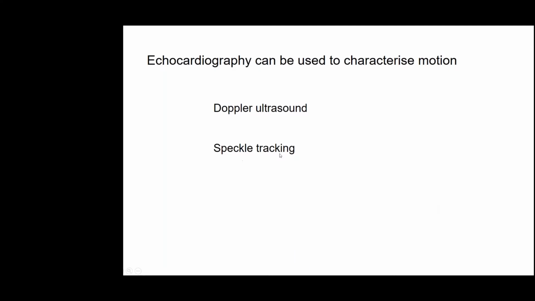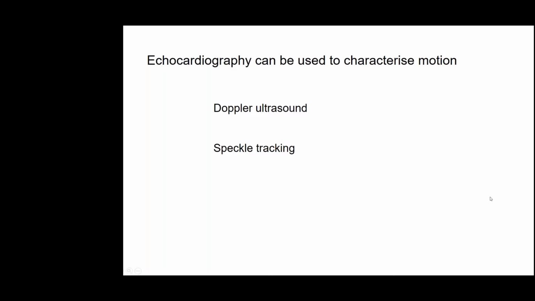It can be used as speckle tracking to characterize motion, and also by using the Doppler effect, which, as you probably know, changes the frequency of the signal if it comes from a moving object. Depending on whether the object is moving towards the transducer or away from it, the frequency changes, and that can be measured to give us information about motion, but only in the direction of the ultrasound beam.